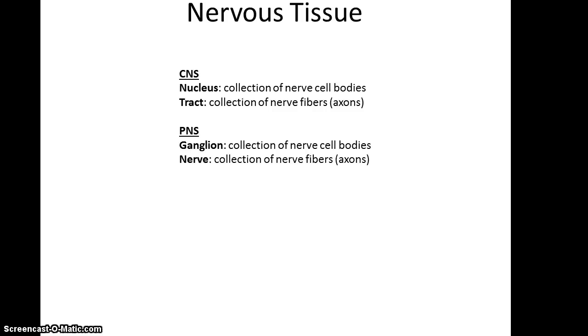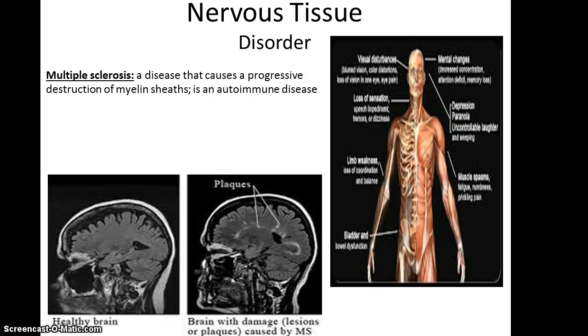Central nervous system has nuclei, which are a collection of nerve cell bodies, and tracts, which are collections of nerve fibers. Peripheral nervous system has ganglia, collections of nerve cell bodies, and nerves, which are collections of nerve fibers. And you can get multiple sclerosis, which is a disease that causes progressive destruction of myelinated sheaths. It's an autoimmune disorder. It has severe consequences. It's progressive and will eventually lead to someone dying.